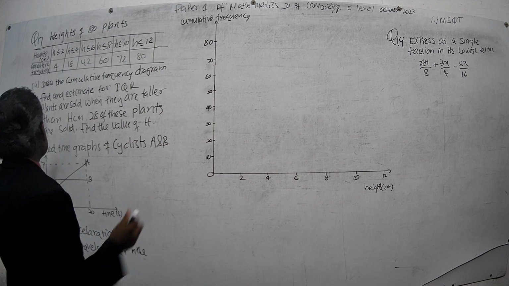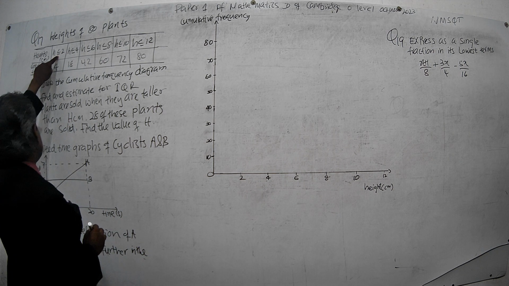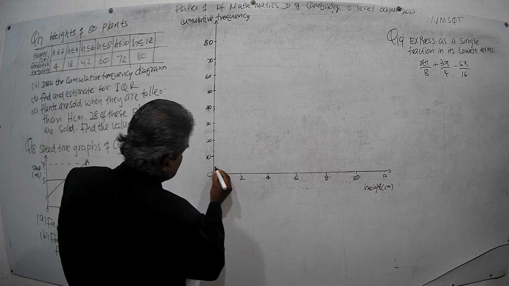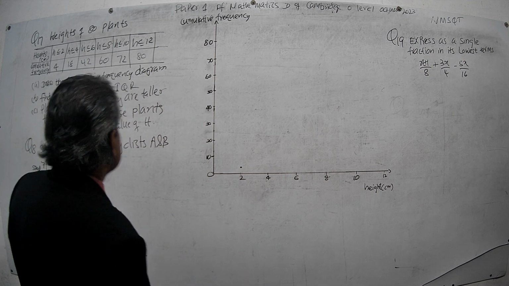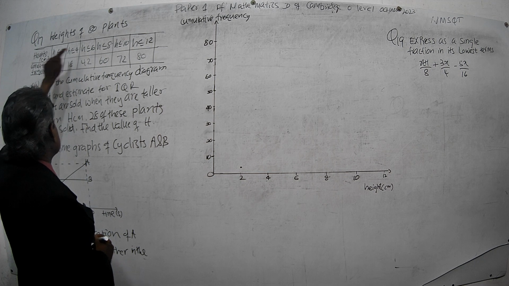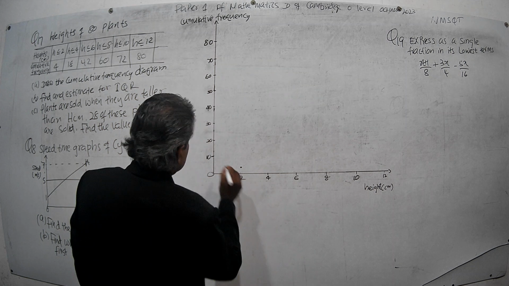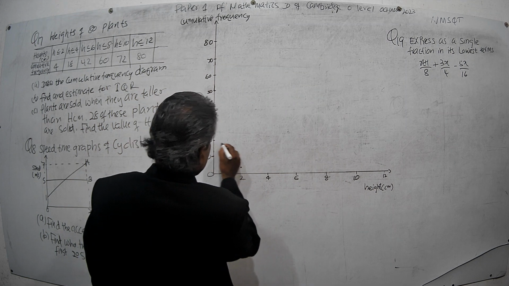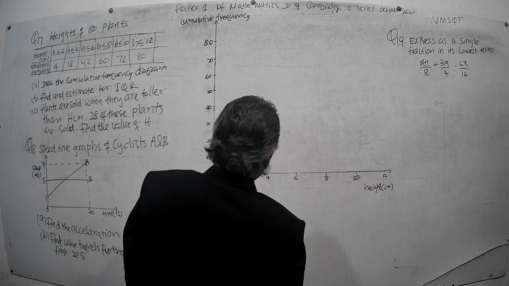When the height is 2 or less than 2, the cumulative frequency is 4. Then 2 we will take somewhere here. When the height is 4 or less than 4, the cumulative frequency is 18. 18 is somewhere here. We mark 8 for 8, right?